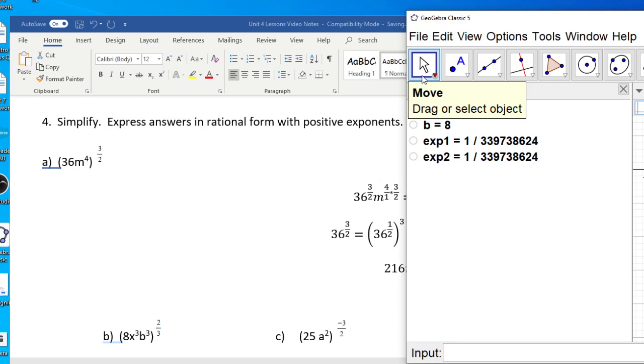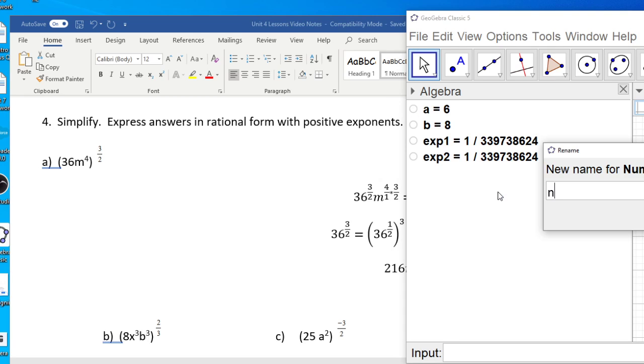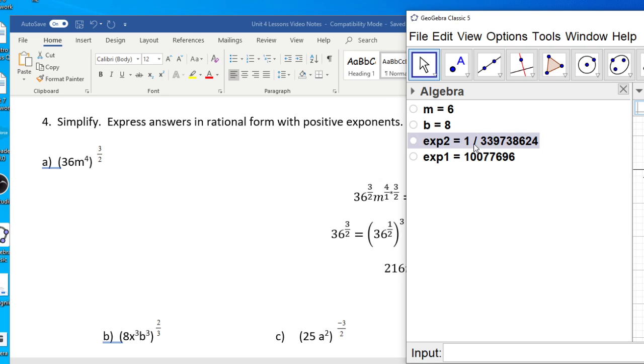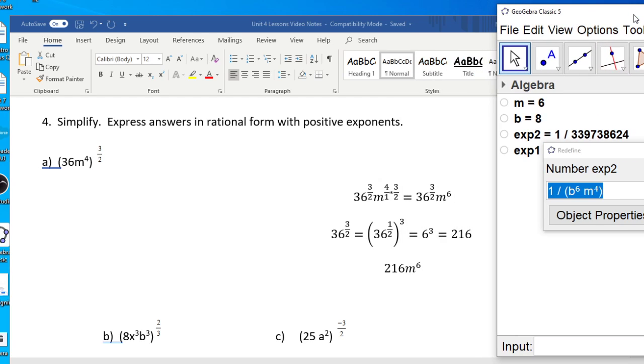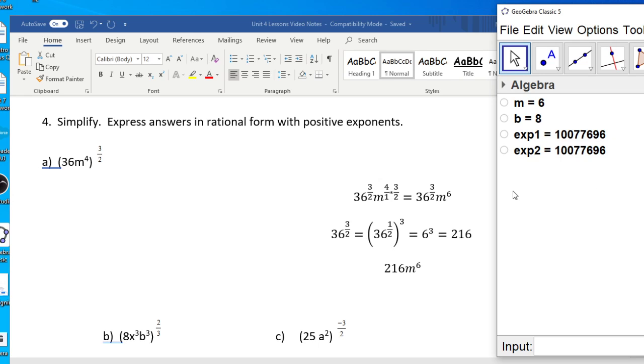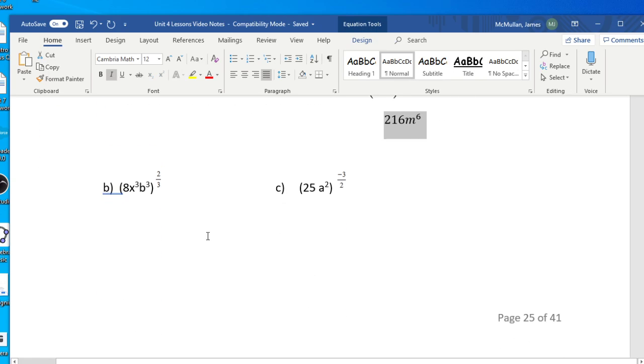Now again, let's go through and test it. So I'm going to rename this to m, and my first expression is equal to 36 m to the 4, all to the power of 3 over 2. My second expression that I said the answer is 216 times m to the power of 6. And again, you see the two answers are identical, right? They give you the same number, so I know I did that right.